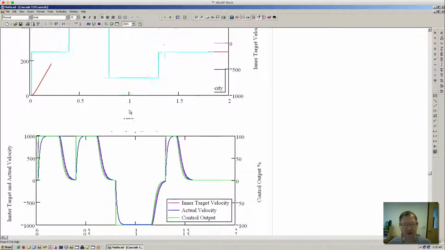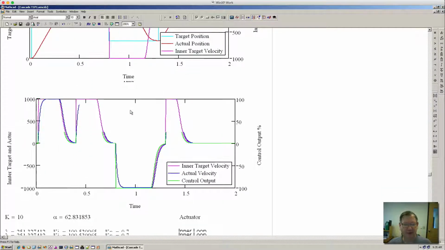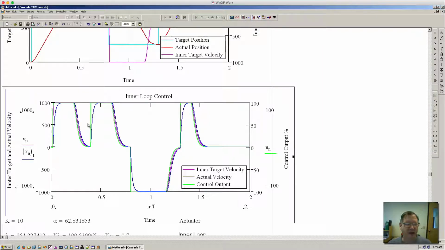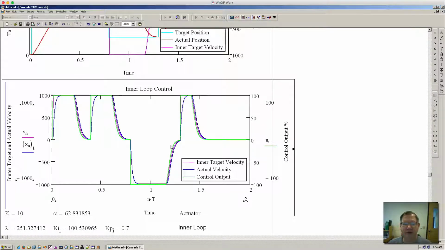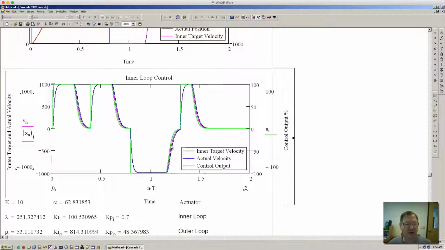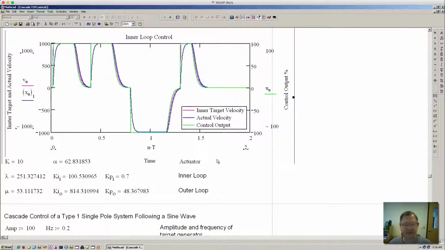Then here's the inner loop. And you can see there's a little bit of phase delay. The control output is saturating here. And then the target and actual are following pretty closely while accelerating, but while decelerating, you can see the actual velocity is lagging the inner loop target velocity by just a little bit. But for the most part, the response is very good. There's no overshooting, no ringing, no problems with saturation.